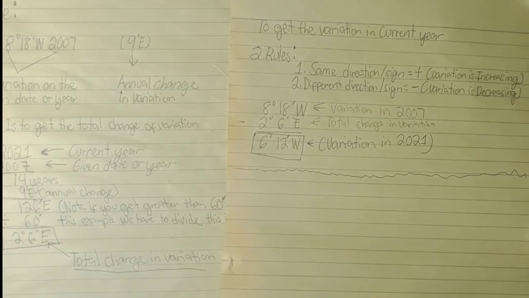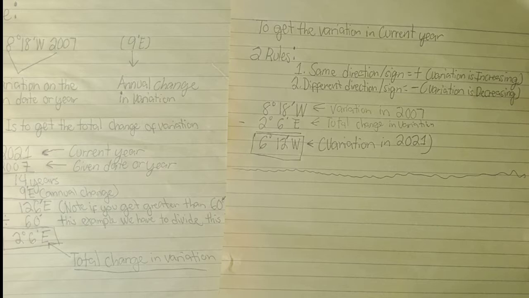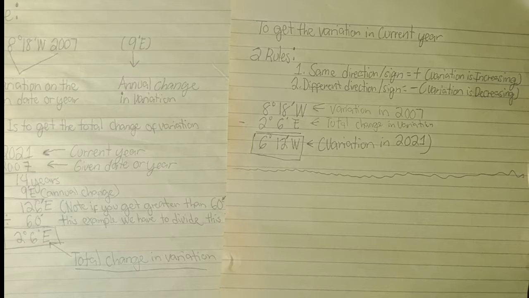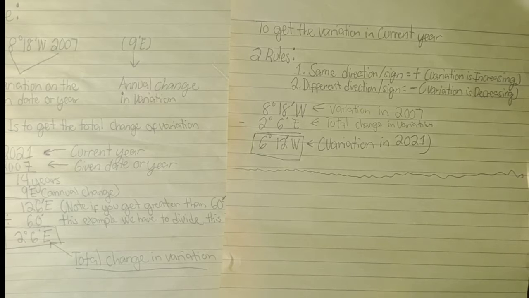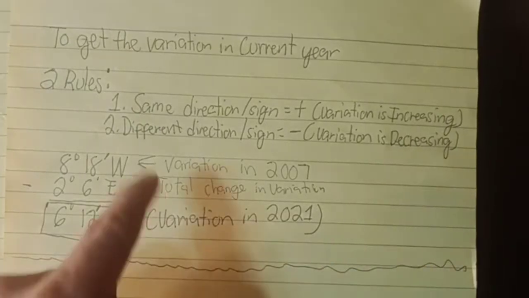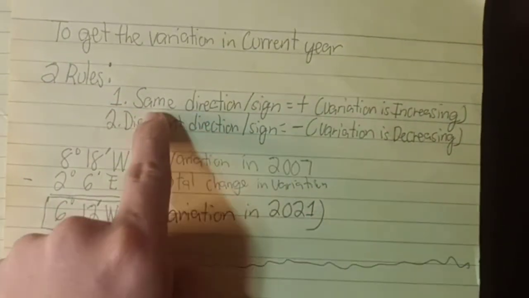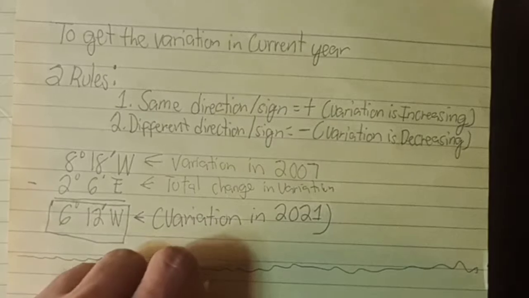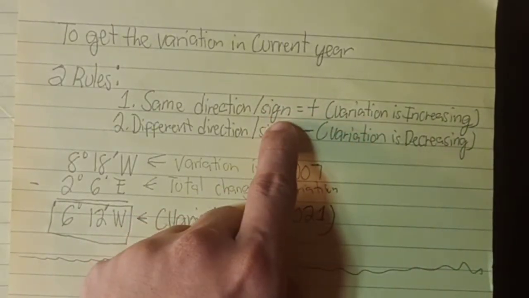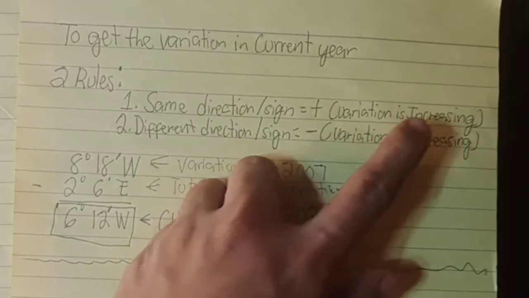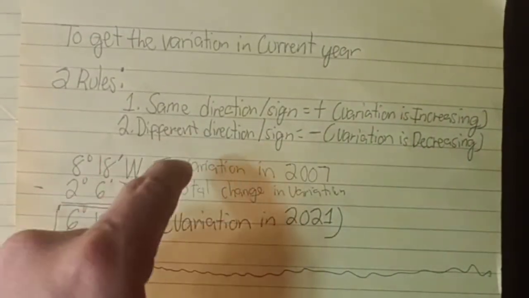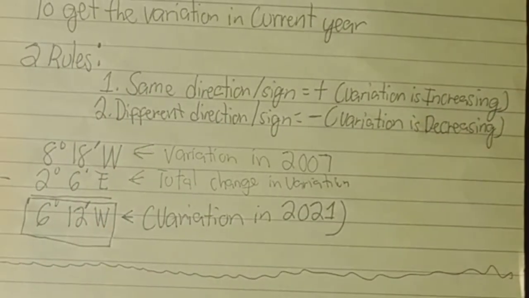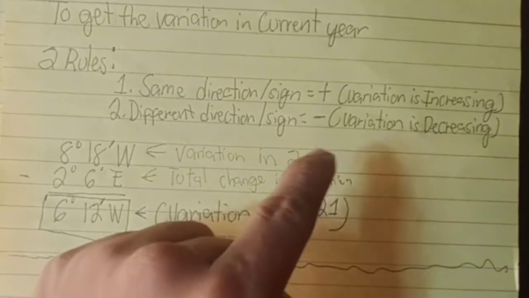To get the variation in the year 2021, we need to apply the total change of variation to the variation given in the compass rose. In applying the total change of variation, we need to follow this rule. Number one, if it is the same direction or sign, we will add, and that means the variation is increasing. Number two, if there is a different direction or sign, we have to subtract it, which means the variation is decreasing.